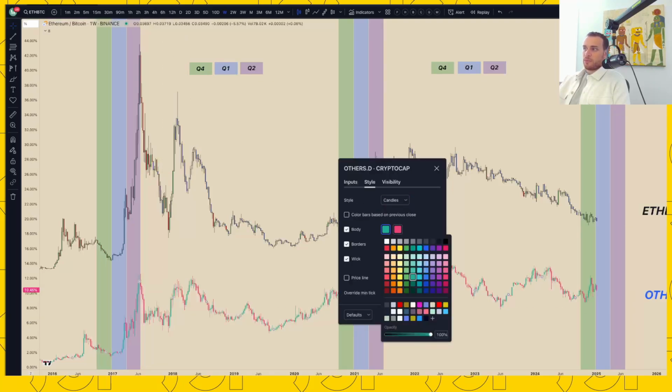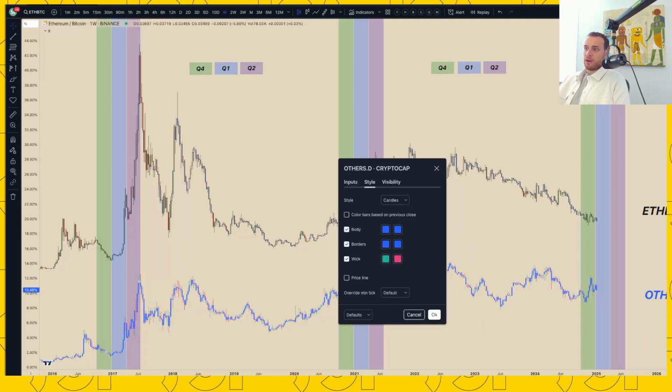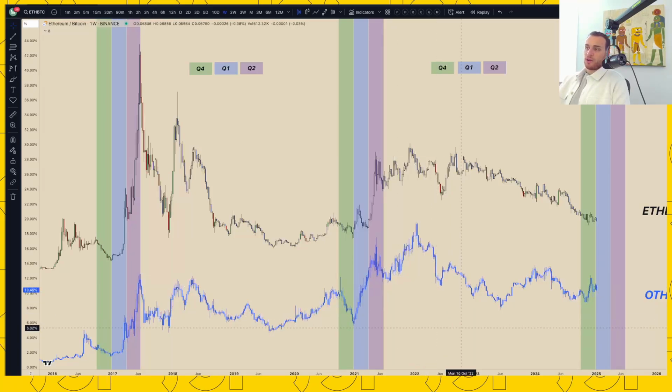And it's shown as a percentage, right? So when this percentage is going up, that means altcoins are gaining market share against Bitcoin, ETH, Sol, BNB, and XRP, the majors. And when it's going down, that means the majors are performing better. So you can see here that others dominance typically bottoms in Q4 and then kind of chops early Q1. And then we rip through Q1 and Q2.